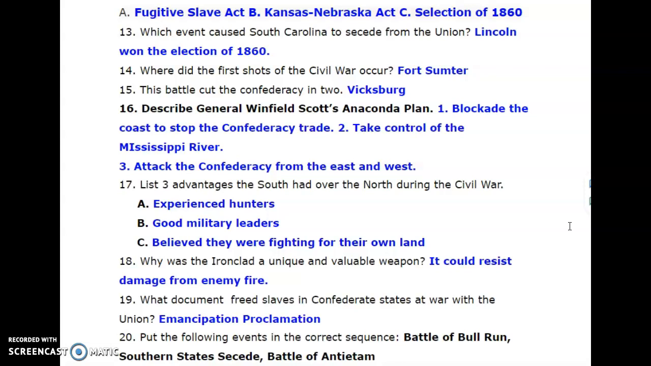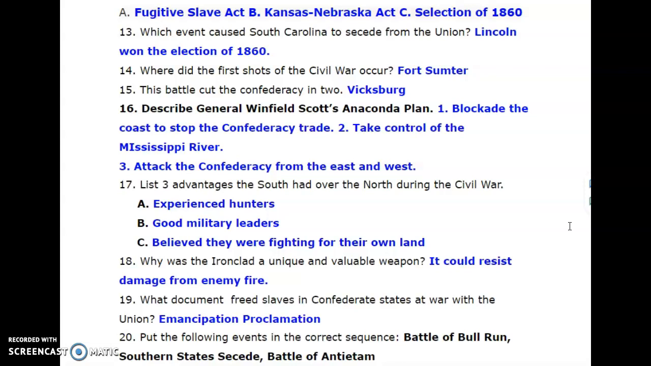Number 18. Why was the ironclad a unique and valuable weapon? Well, it was valuable because it could resist damage from enemy fire. It was made out of iron, and those cannonballs just bounced right off its sides, and it was allowed to continue on with its attack of other ships and other enemy fire, because it was able to resist the cannonballs from the enemy.